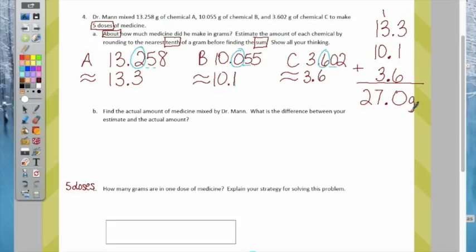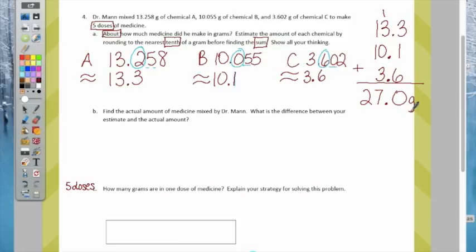Okay, so what's our estimate? 27. So Dr. Mann mixed about 27 grams. In fact, we don't need that 0 on there, do we? No. Okay, so if I were to write a sentence, which I'm not going to take time for now, I would write Dr. Mann mixed about 27 grams of medicine.